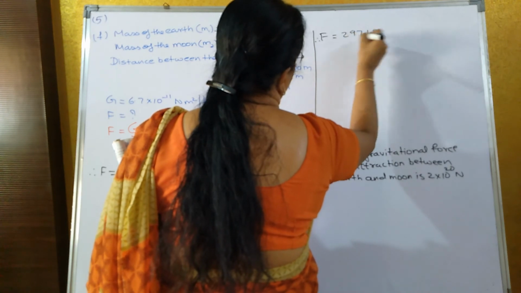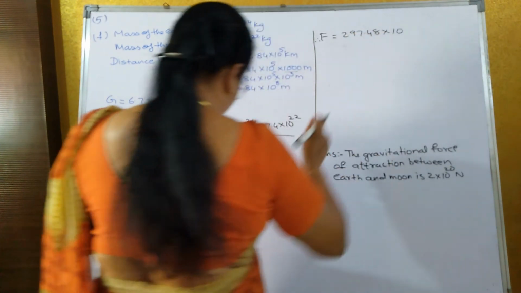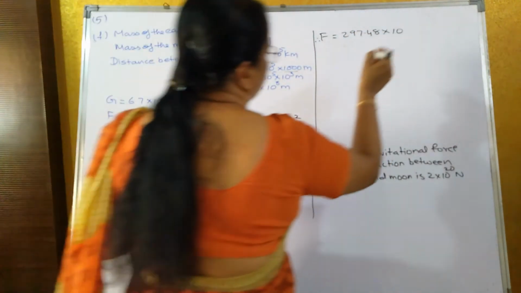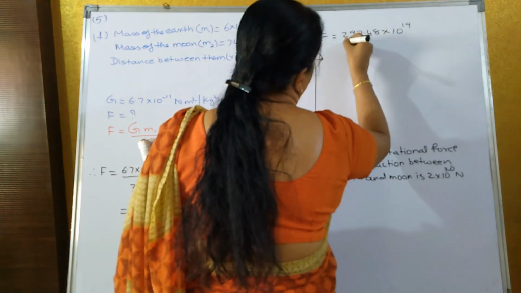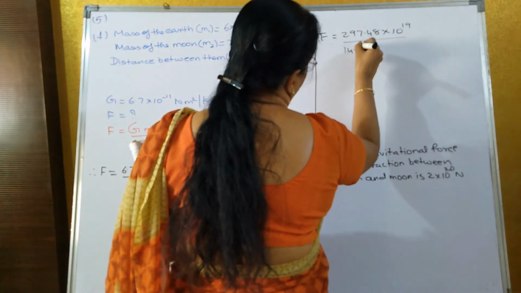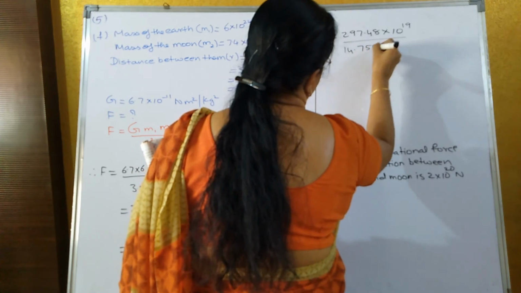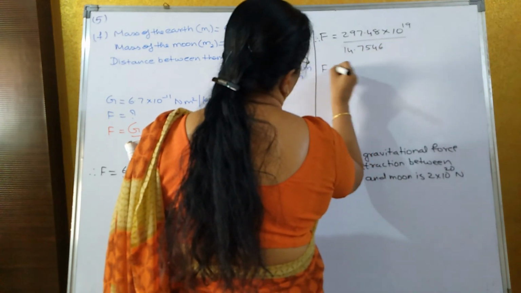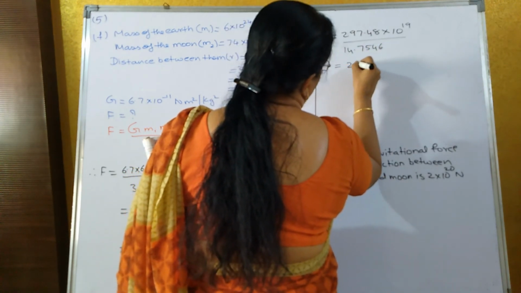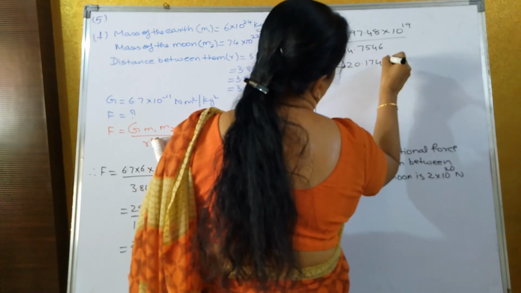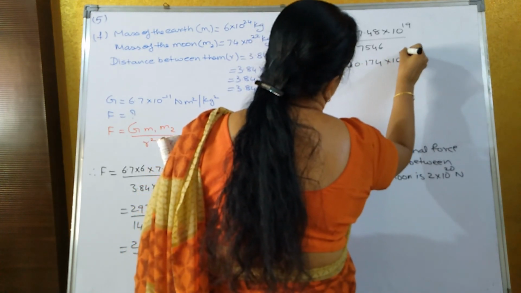297.48 into 10 to the power of 35 minus 16 is 19, upon 14.7546. When you divide this, what do you get? 20.174 into 10 to the power of 19 Newton.